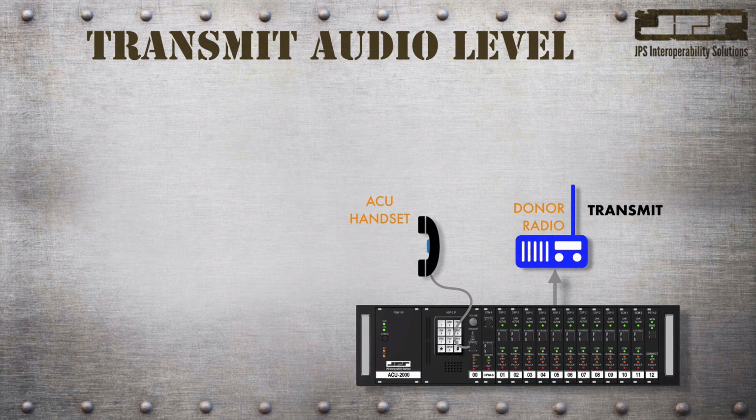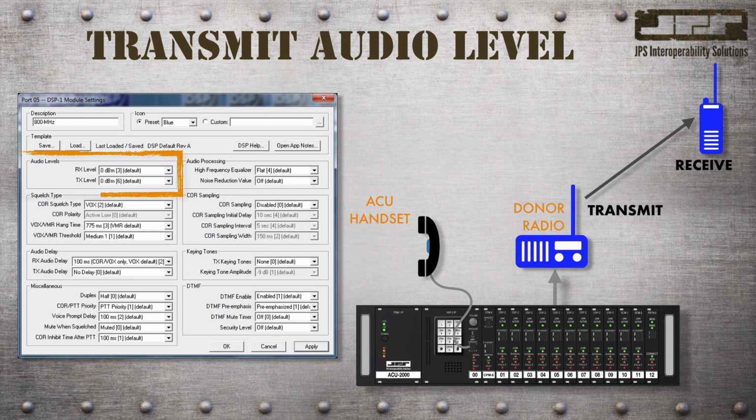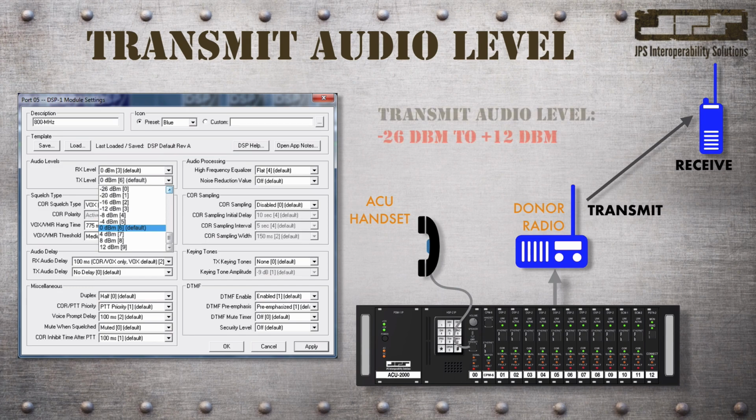Since the donor radio will be in a transmit state, we'll be adjusting the transmit audio level. The TX adjustments affect the audio going to the donor radio, and conversely, the RX adjustments affect the audio coming from the donor radio. The values that we see in the TX audio level adjustments are absolute values in dBm ranging from -26 dBm to +12 dBm. Those values are the transmit audio levels coming from the ACU.